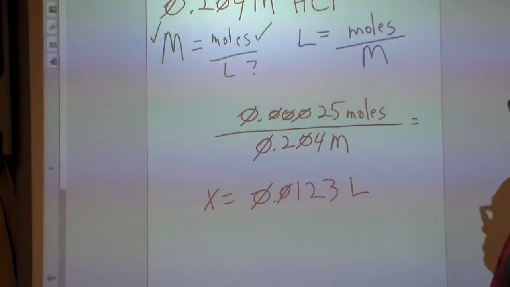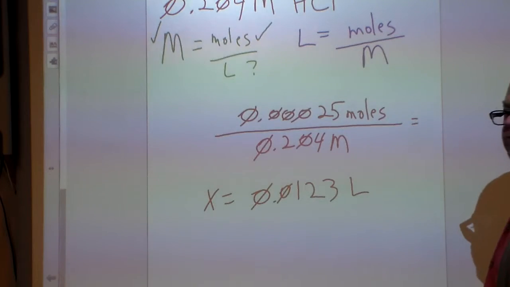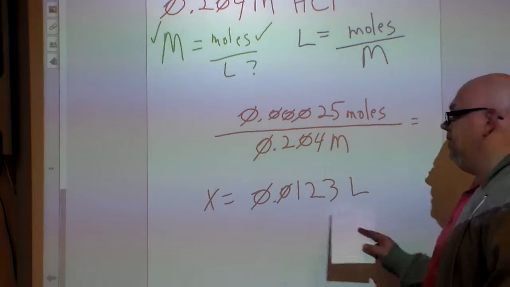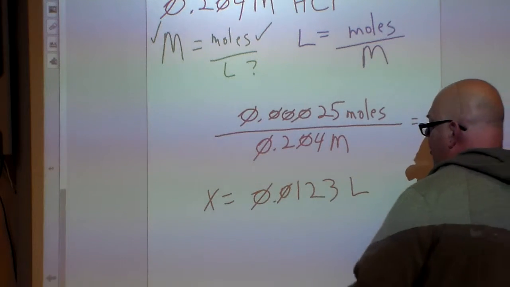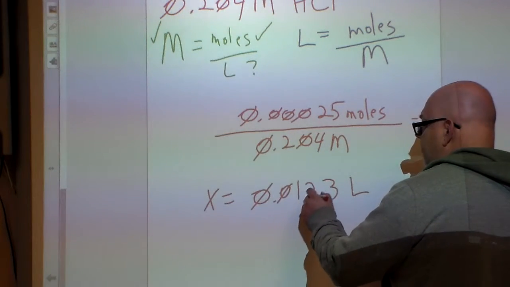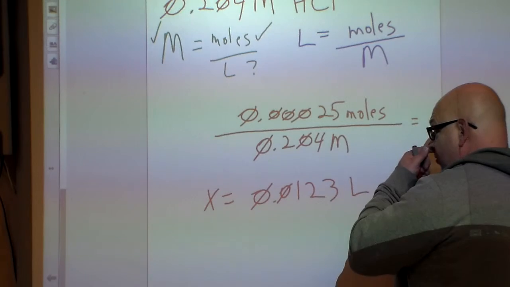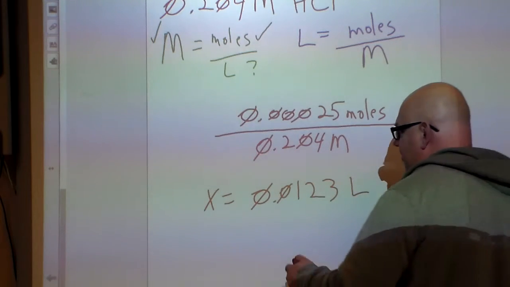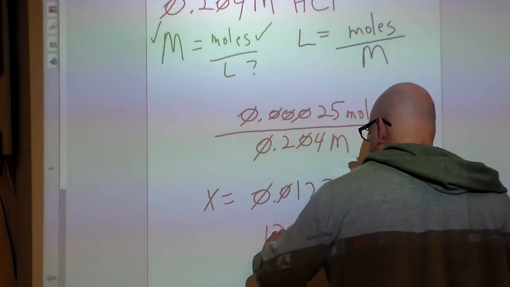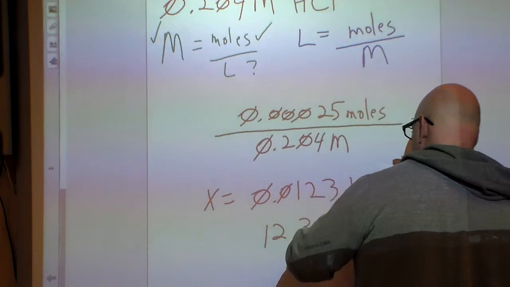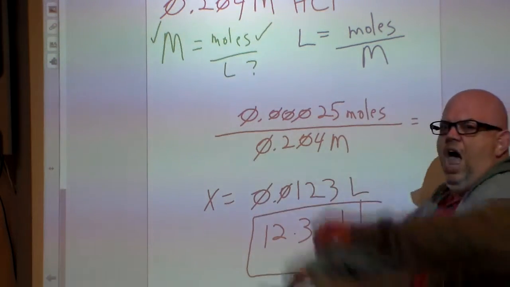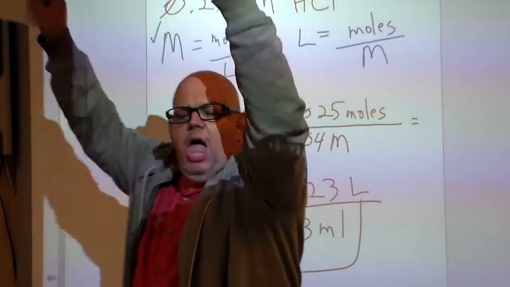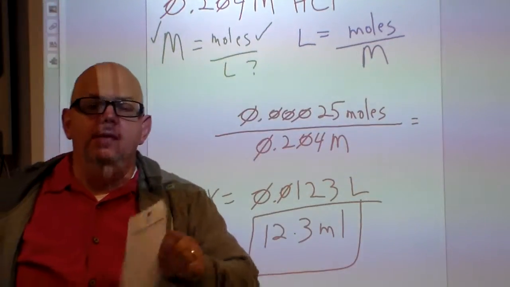Now, of course, the question is, do we want it in liters or milliliters? It doesn't matter. But if you want to change it to milliliters, you can move the decimal place to the right 3 spaces or multiply by 1,000, and you're going to get 12.3 milliliters. Yep, that's it.